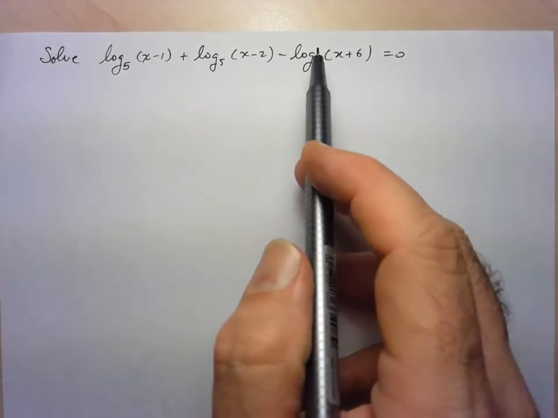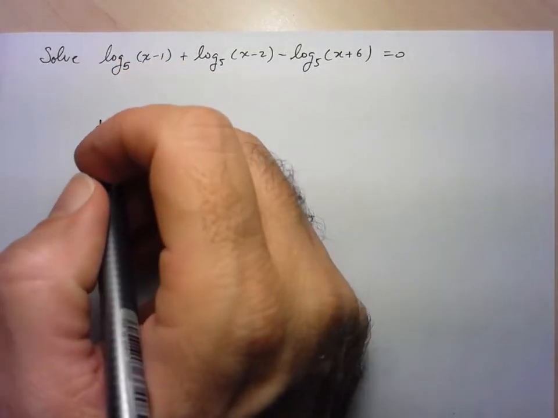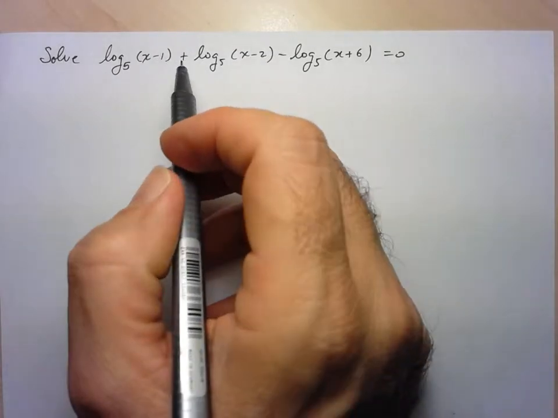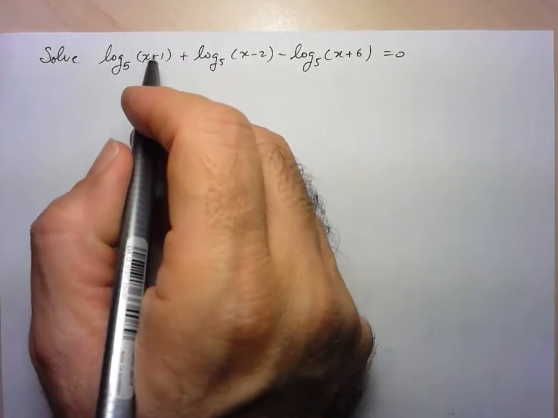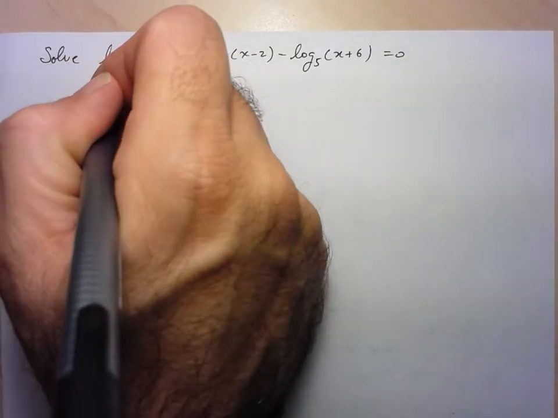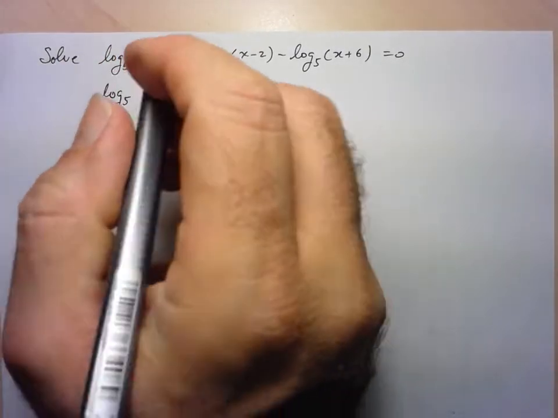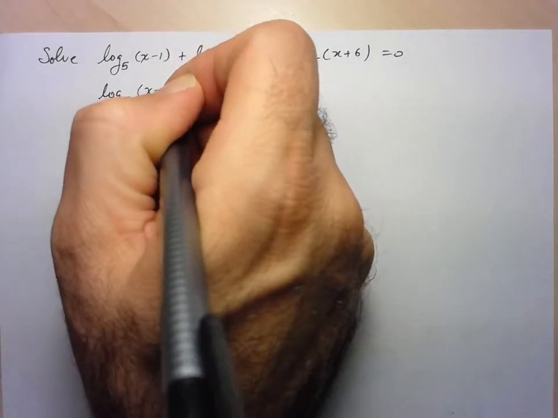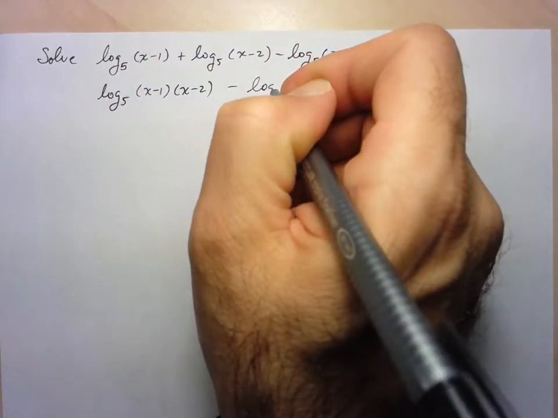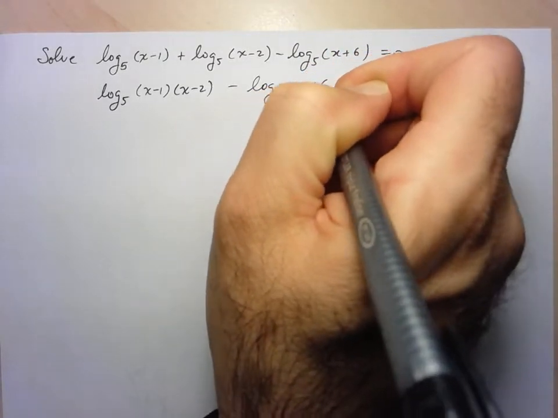Now I could do this all in one step. I'll do it in two steps, but eventually, as you get more comfortable, you should be able to perform these all in one step. So first of all, I see this addition, and we know that the sum of two logarithms is the logarithm of the product of those inputs. So x minus 1 times x minus 2. And then here we still have minus log base 5 of x plus 6.